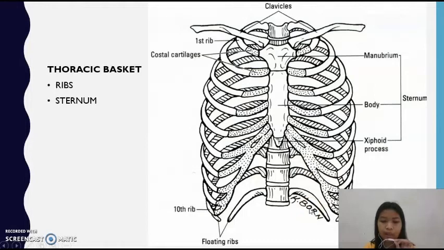And then, we have here the floating ribs. Yung floating ribs are shorter and they are unattached to the other ribs. So, ito yon. So, 1 and 2. So, yung dalawang yun yung floating ribs. So, yun lang yung important dun sa ating thoracic basket.